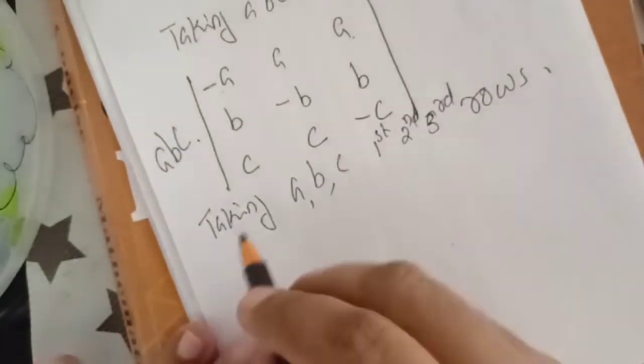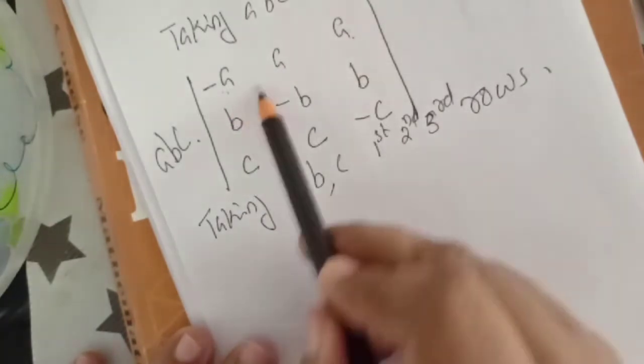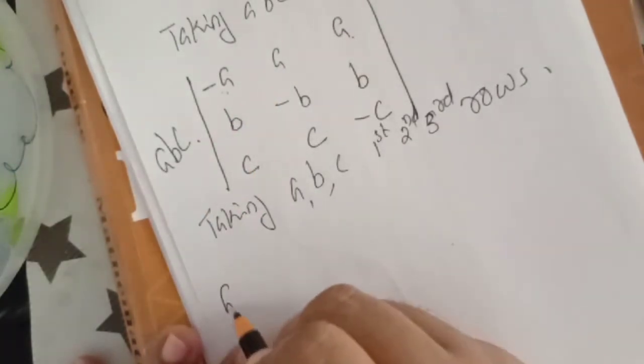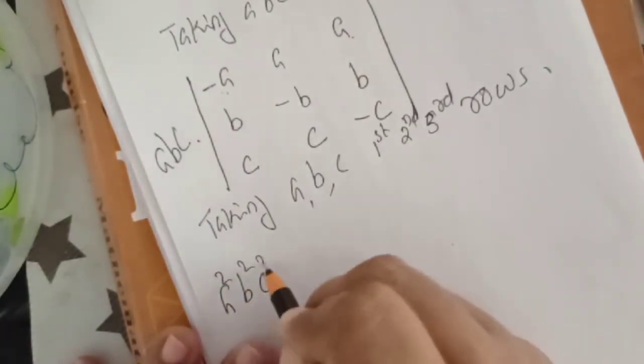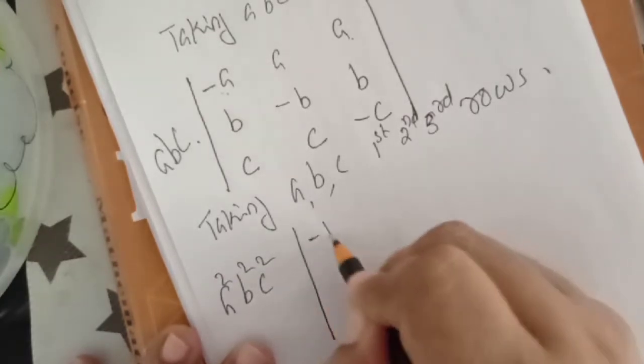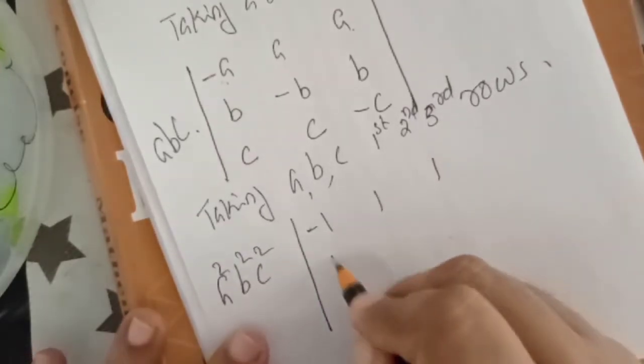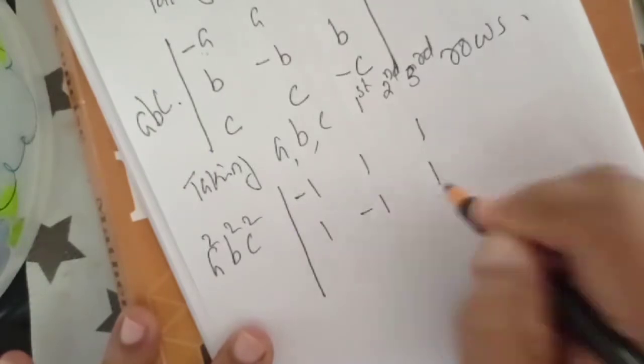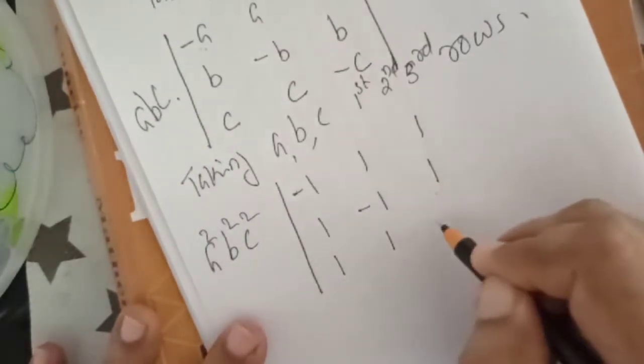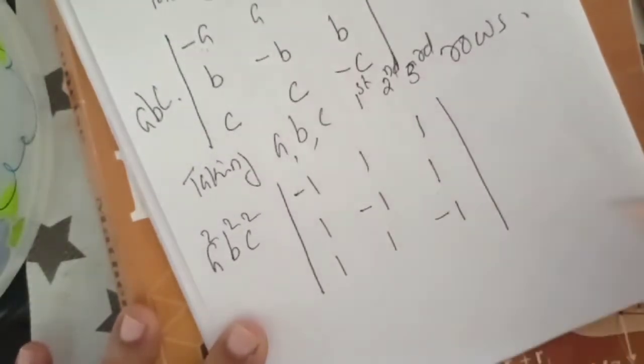Understand? When you take one A from this, the outside A changes to A square, B square, C square. Then the remaining: minus 1, 1, 1; 1, minus 1, 1; 1, 1, minus 1.